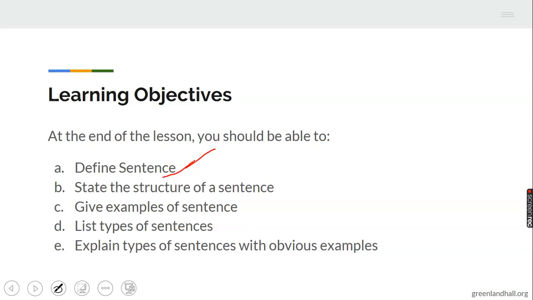So when I'm explaining or defining sentence, please pay attention. Then I want you to be able to tell me the structure of a sentence. Then you give me examples of sentences. Then you list the types. Don't forget, we have structure and we have types. We have examples, and then you give examples of the types of sentences. Now let's quickly go to what we have in today's class.